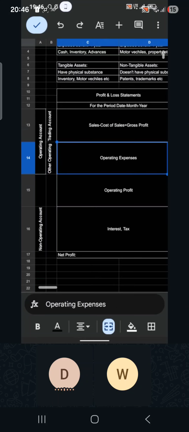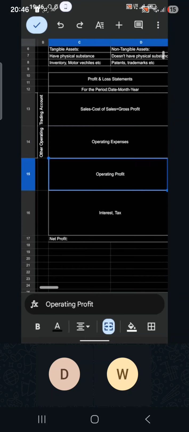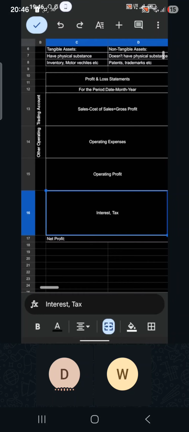Then there's operating expenses. To get your operating profit, take your gross profit and subtract your operating expenses. Finally, from your operating profit, subtract things like interest and tax to get your net profit. Congratulations, you learned the basics of profit and loss statements. Just call it PL statements for easier saying, I guess.